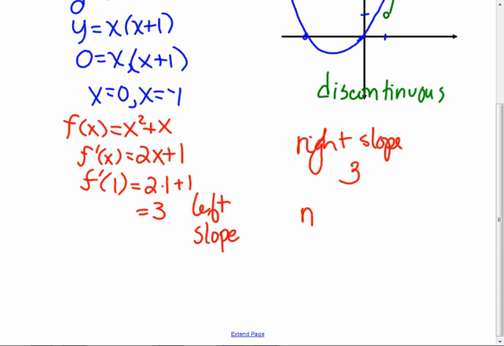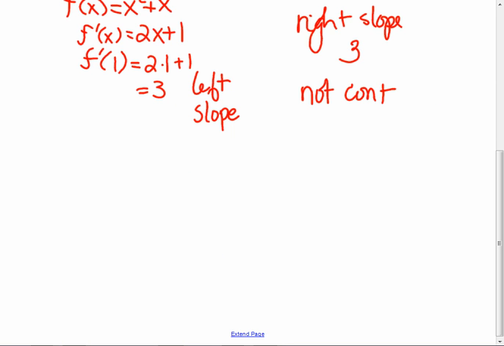This is not continuous because f of 1 does not equal the limit as x approaches 1 from the right-hand side of 3x minus 2. And you would have to give me the numbers.